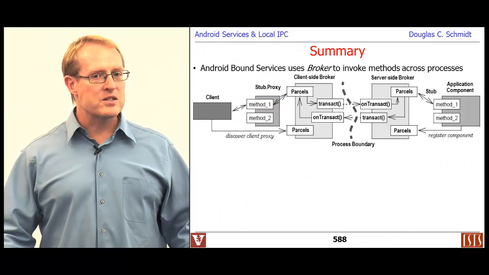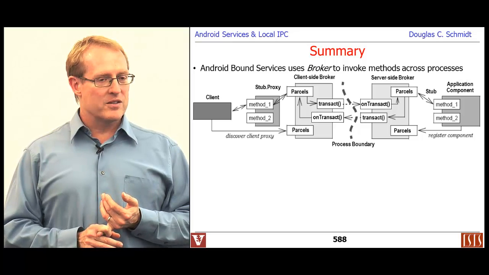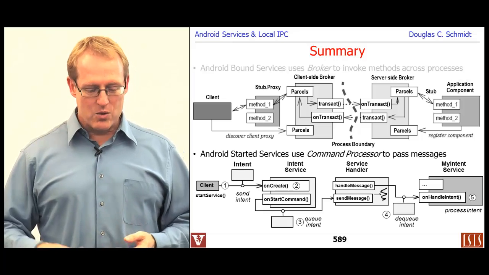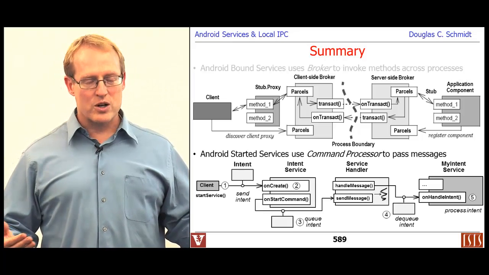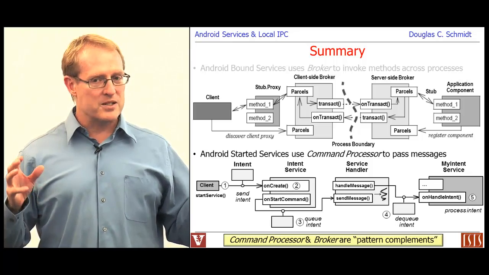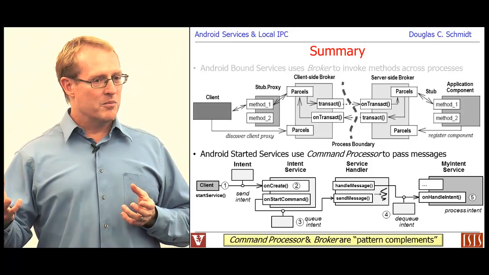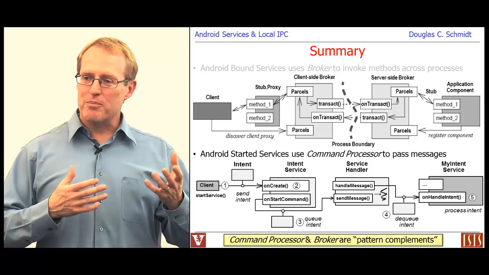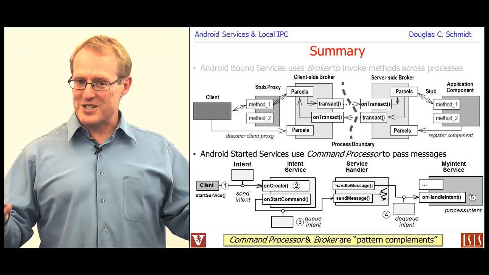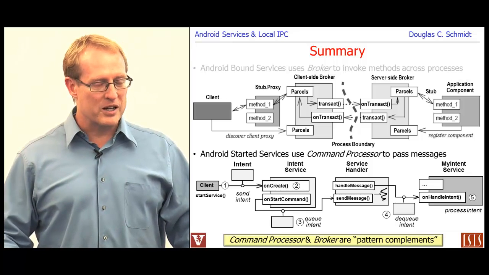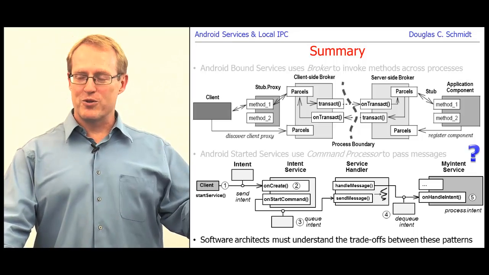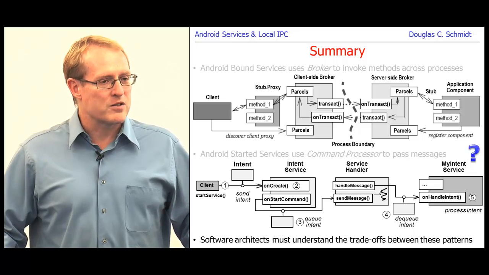Okay, so to summarize the broker, you have support in Android via the binder and AIDL for broker. You have support for started services, which use the command processor pattern to do message passing. And in some sense, broker and command processor are pattern complements. You can use them for different purposes. They sort of compete with each other. And as we talked about last quiz, you would choose one over the other depending on the circumstance in which you find yourself. It is your job, or the job of whoever you work with, to understand the trade-offs between these patterns.